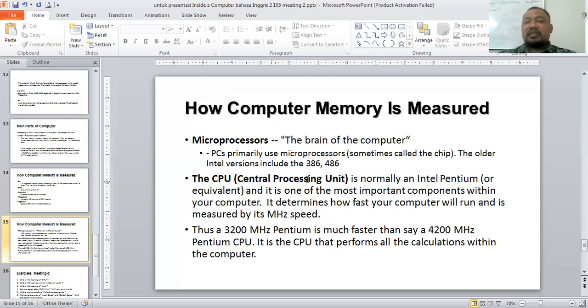The CPU, the central processing unit, is normally an Intel Pentium or equivalent, and it is one of the most important components within your computer. It determines how fast your computer will run and is measured by its megahertz speed. Thus, a 3200 megahertz Pentium is much faster than a 4200 megahertz Pentium CPU. It is the CPU that performs all the calculation within the computer.